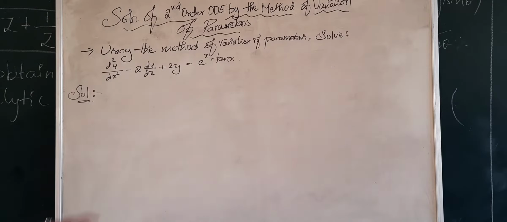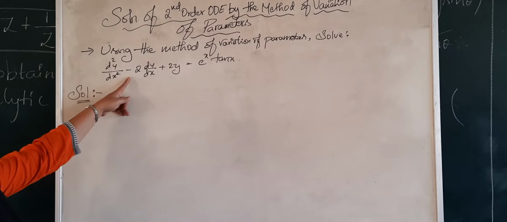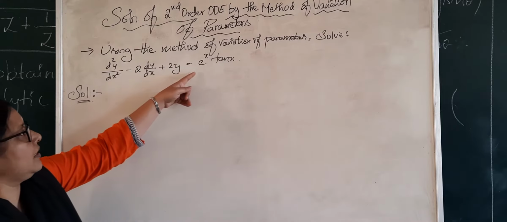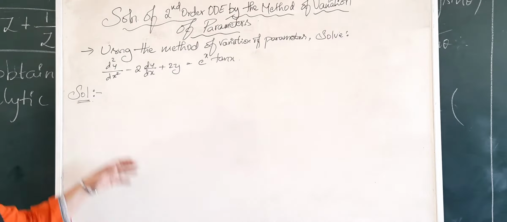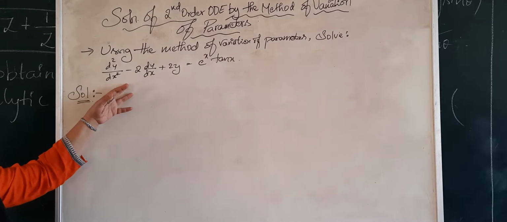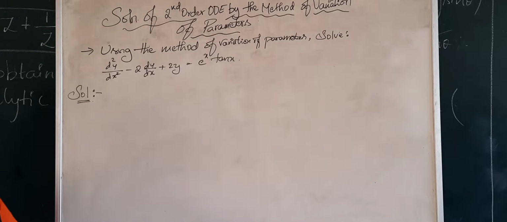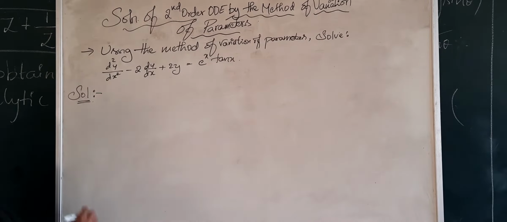The question says d square y by dx square minus 2 dy by dx plus 2y is equal to e power x tan x. This is a second order non-homogeneous differential equation, and only second order non-homogeneous differential equations can be solved using this method as of now. Okay, so let's try to solve this.